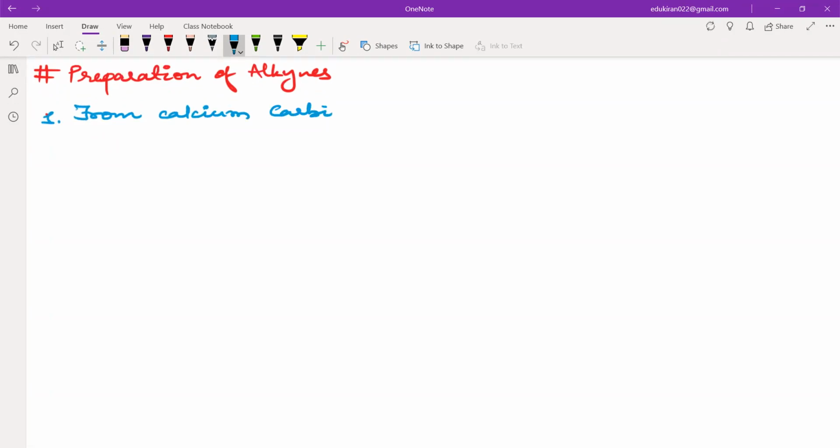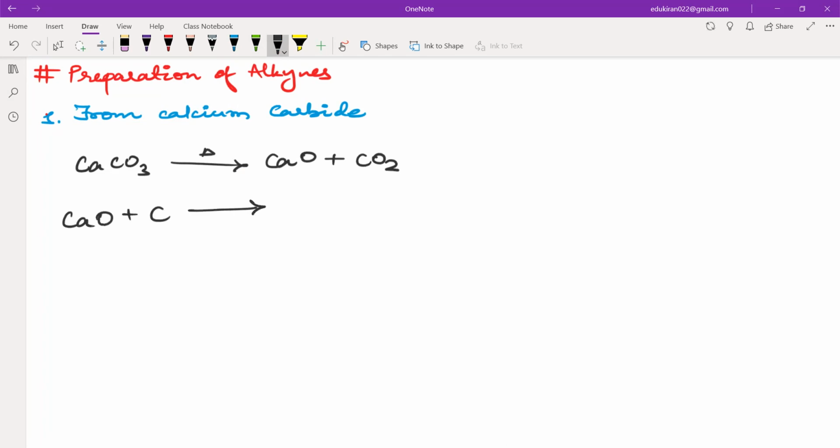So calcium carbide is not easily available. We source it from calcium carbonate, CaCO3. And we know that if we heat CaCO3, it will dissociate into calcium oxide and carbon dioxide. Now, when you treat calcium oxide, CaO, with pure carbon as charcoal or graphite, then the oxygen gets replaced and you get calcium carbide, CaC2, plus carbon monoxide.